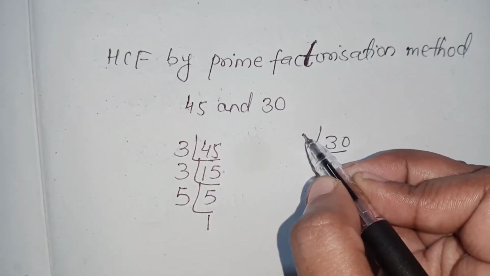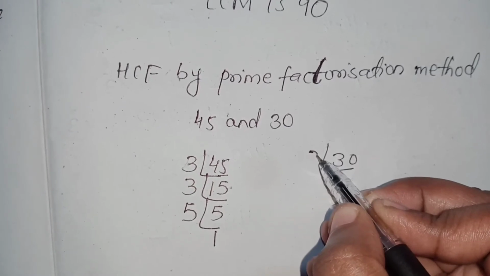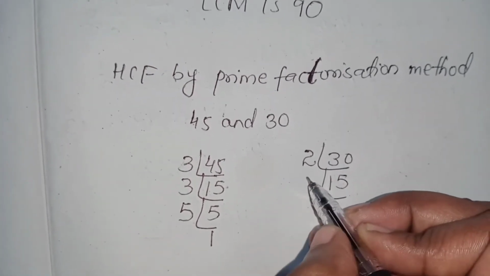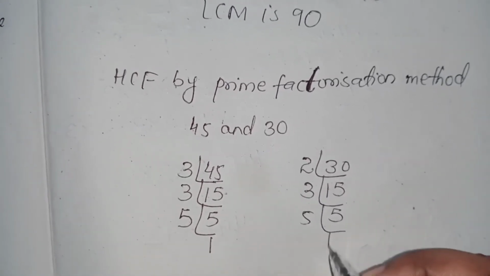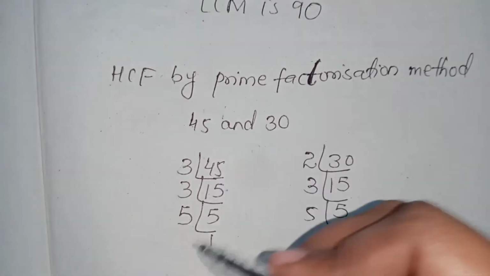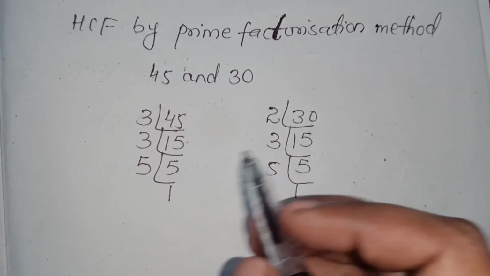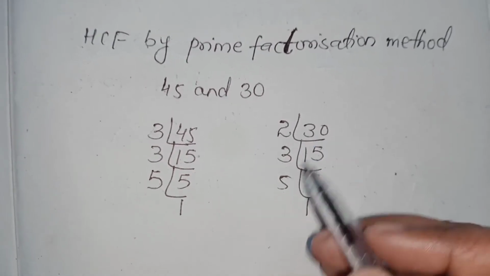Now this one, okay, it is divisible by 2. 2 1s are 2, 1 carry, 2 5s are 10. It is divisible by 3 now. 3 5s are 15. 5 1s are 5. Okay, so these are the prime numbers. Okay, and these are the prime factors of 45 and this of 30.